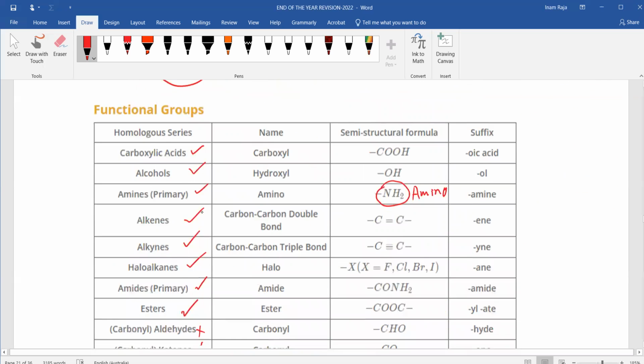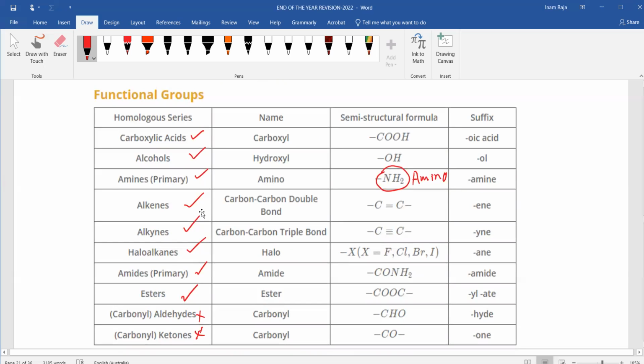Okay, next one is function group. You need to know all the function groups, like most commonly used in your textbook study design, but you need to be able to name only the ones which I've ticked off. For example, carboxylic acid, alcohols, primary amines, alkenes, alkynes, haloalkane. All right. Of course, alkanes, amide, ester.